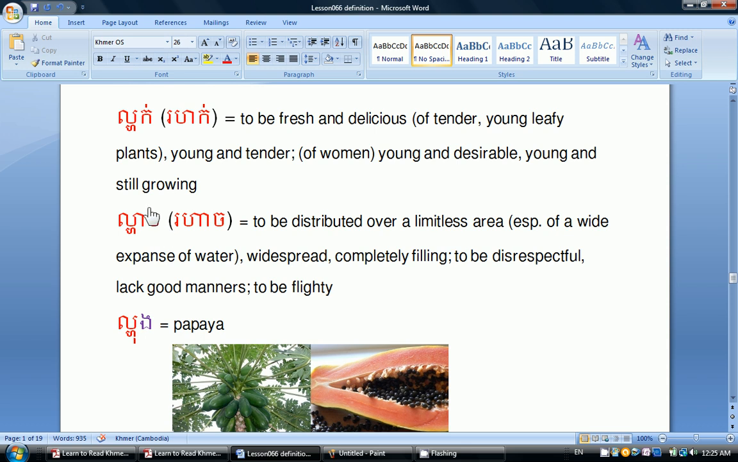Lahaj is also used for speaking. The correct way of spelling or saying is rohaj, which means to be distributed over a limitless area, especially of a wide expanse of water. Widespread, completely filling, or to be disrespectful or lack good manners, or to be flirty.